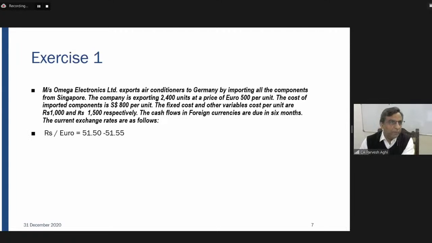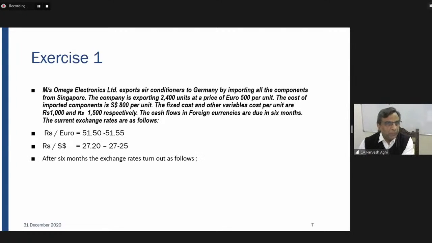Now, the exchange rates are given. The current exchange rates. So the first one is the current exchange rate, which is rupee versus euro, and the second one is rupee versus Singapore dollars, which is 27.20 and 27.25. So it is 27.20, not dash. So read it as 27.25. Then after 6 months, the exchange rate turns out as follows. So this was the rate at the time when he entered into all these transactions.